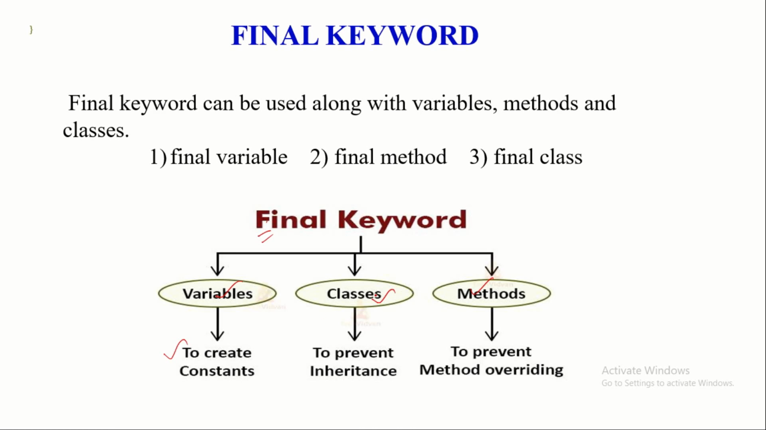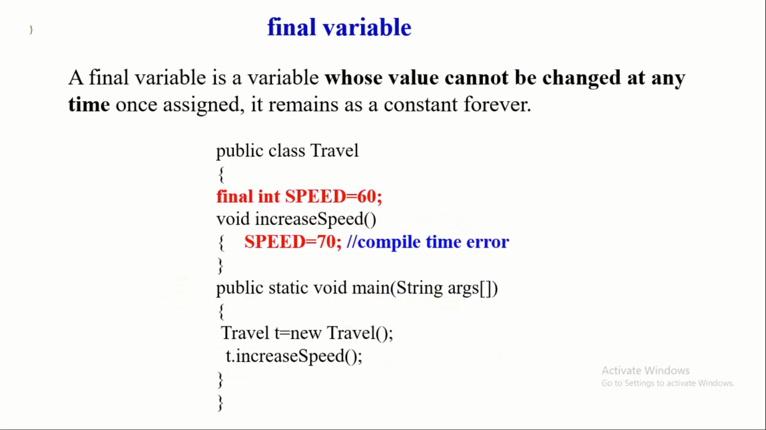Whenever the final keyword is used along with a class, that class's properties should not be inherited by any of the classes. To prevent the inheritance of one class by any other classes, the final keyword is used. Whereas the final keyword is used along with methods in a base class in order to prevent method overriding by its subclasses. Let us now discuss the final variable, final methods and final class with suitable examples.